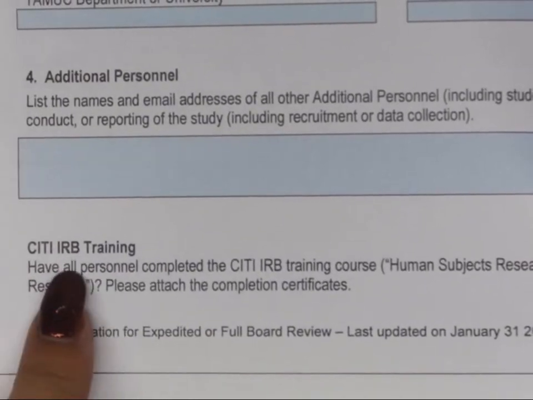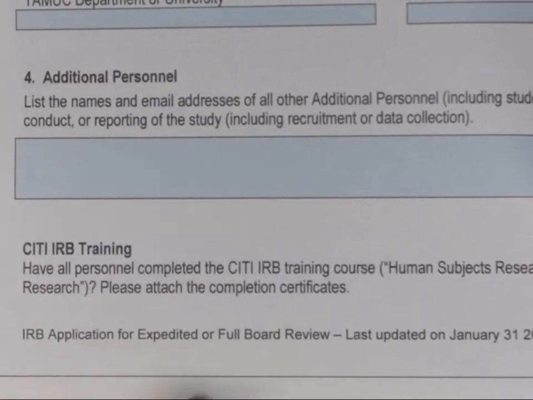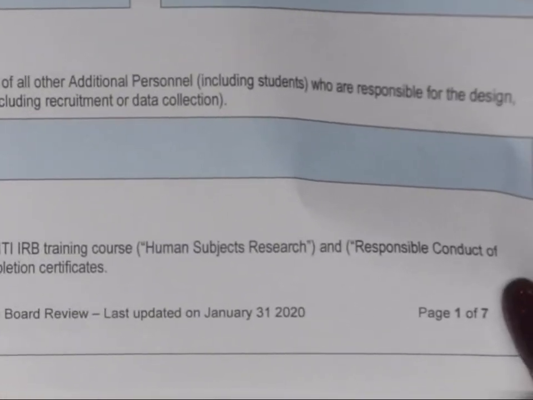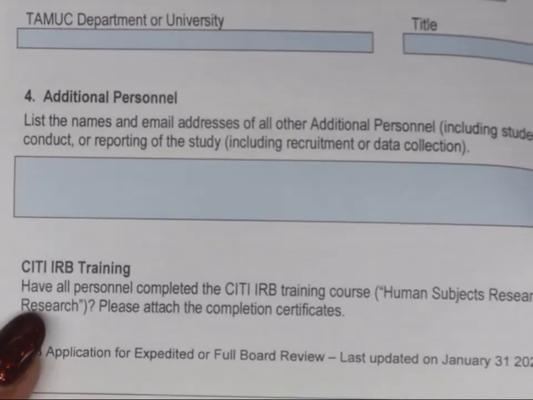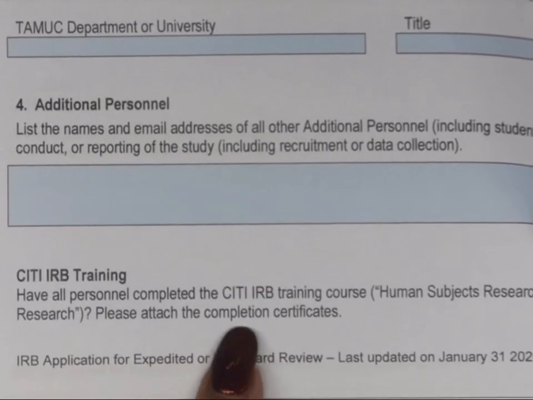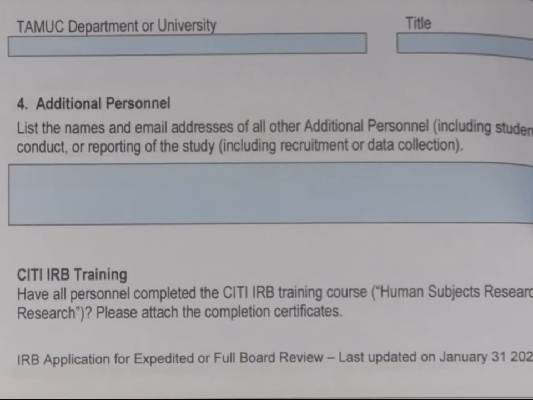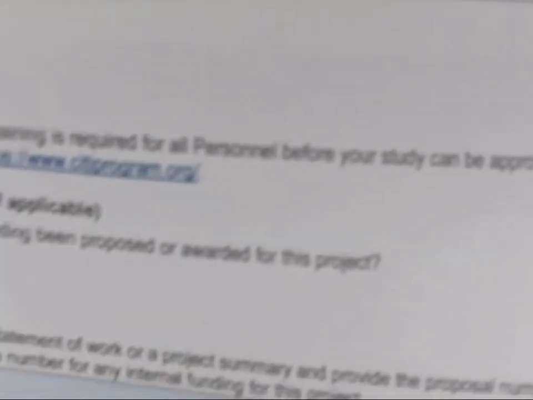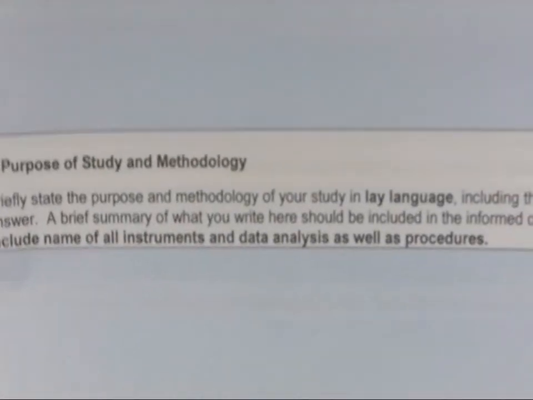And see, they're looking, look here: have all your personnel completed the city IRB training, human subjects research and responsible conduct of research? Okay, so, you have to, they don't trust you to say yes, you have to attach the completion certificates, which I think is kind of funny, but people lie, so you have to do that. Okay, after that, there's a whole bunch of other questions.